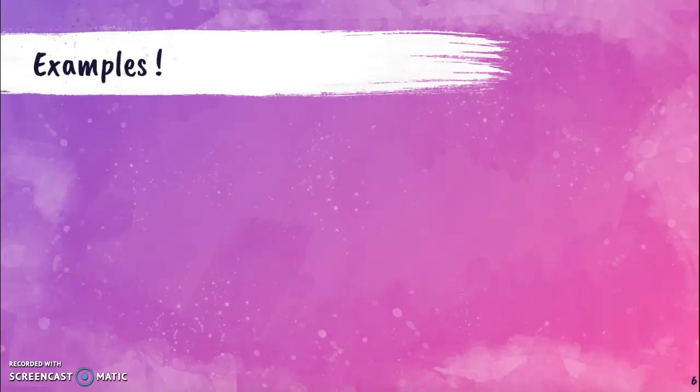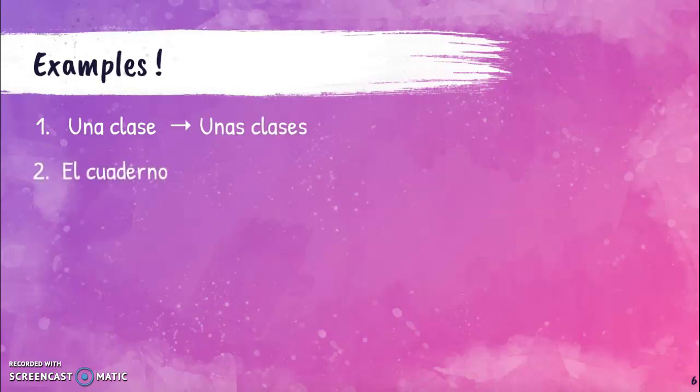We are now going to go over the examples. So first one, una clase, we are going to make it plural. So una changes to unas, and clase ends in an E, which is a vowel, so we're just going to add S. So una clase turns into unas clases. Our next example is el cuaderno. So remember, el changes to los, and cuaderno ends in an O. So that is a vowel, meaning we're going to add S to the end. So we'll change to los cuadernos.